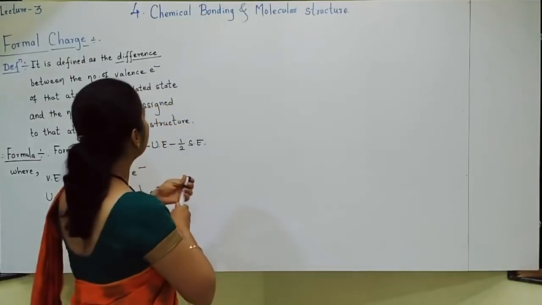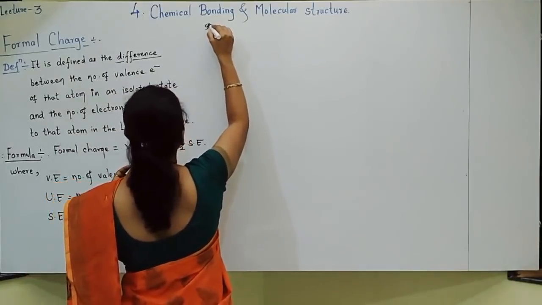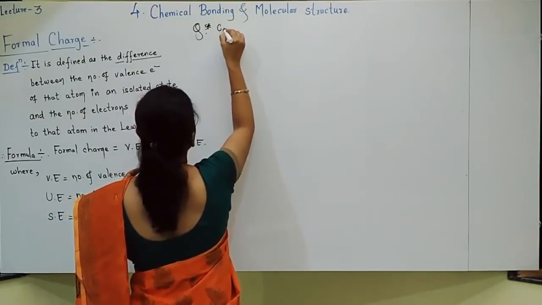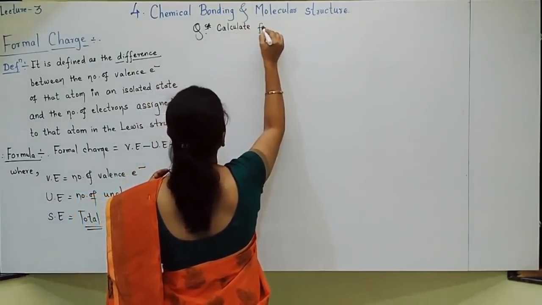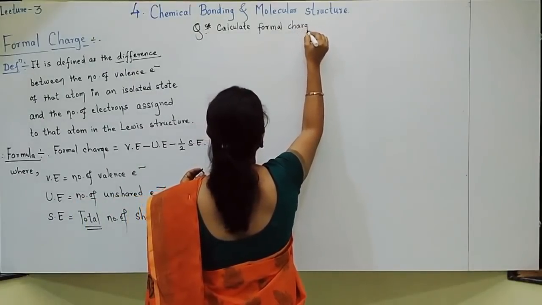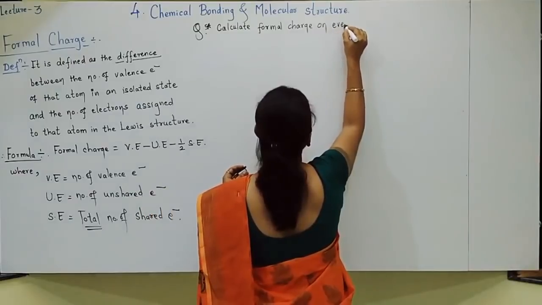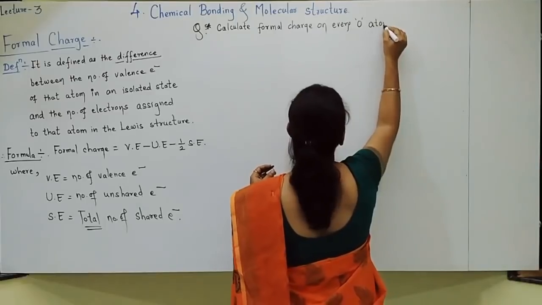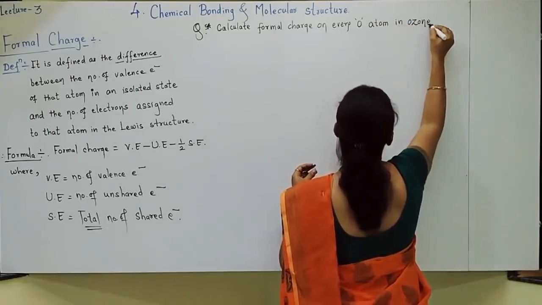Okay students, which is that most important question which is repeatedly asked? The very important question is: calculate the formal charge on every oxygen atom in the ozone molecule.